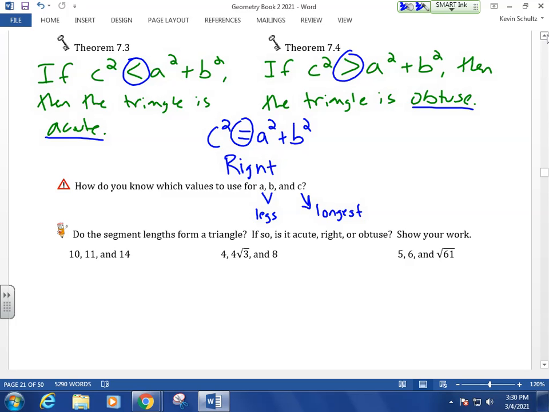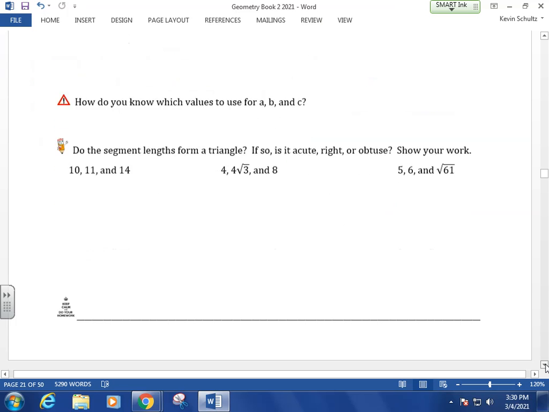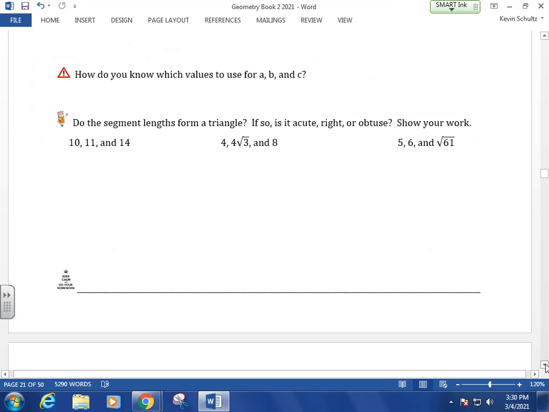So let's look at the three examples here. Do the segment lengths form a triangle? If so, is it acute, right, or obtuse? And show your work. I want to scroll down a little bit here so we can get the rest of the page. Okay, 10, 11, and 14. I'm going to start by labeling my A, B, and C. I know that 14 is my C, being the longest side. It doesn't matter which one of these is A and which one's B.